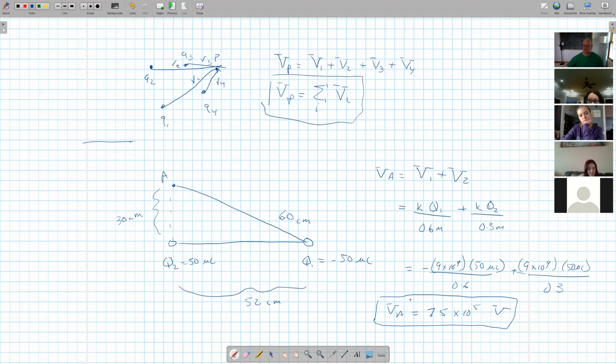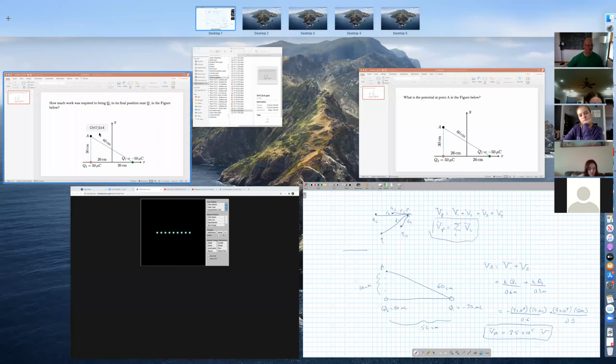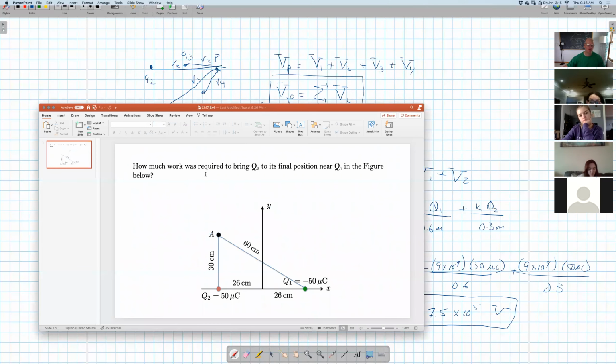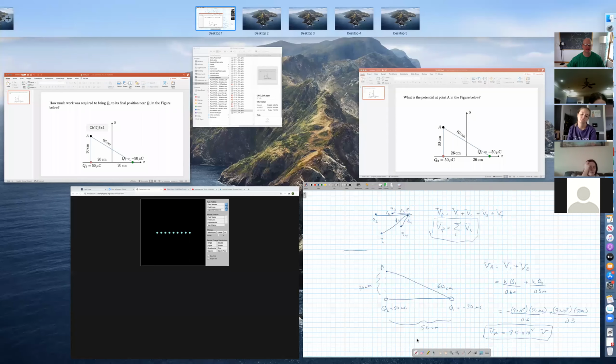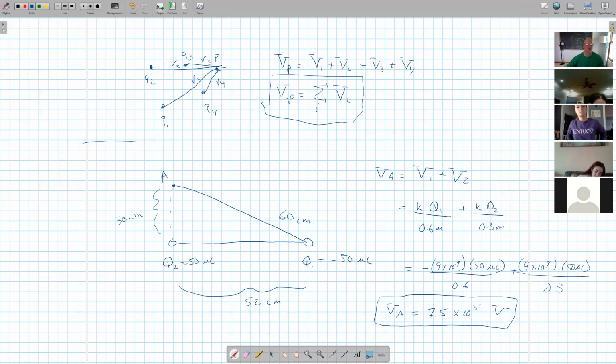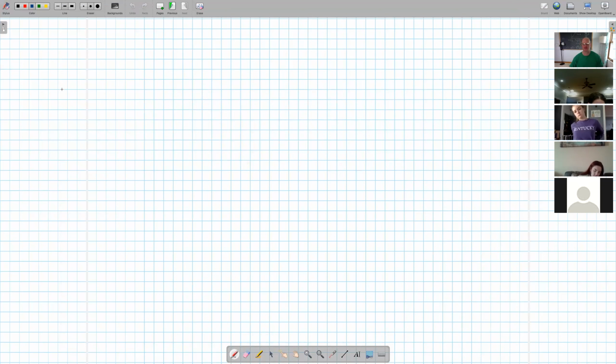Was that okay? So let's ask a follow-up question, which is the next part. This wants to know how much work was required to bring Q2 to its final position near Q1 in the figure below. So basically, this is asking how much work was required to create this charge configuration. So this is what this wants to know.